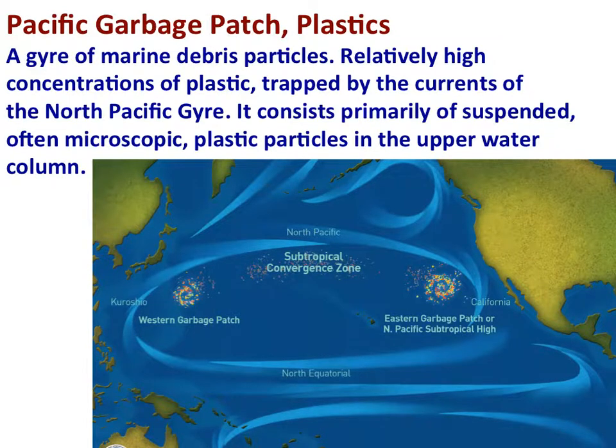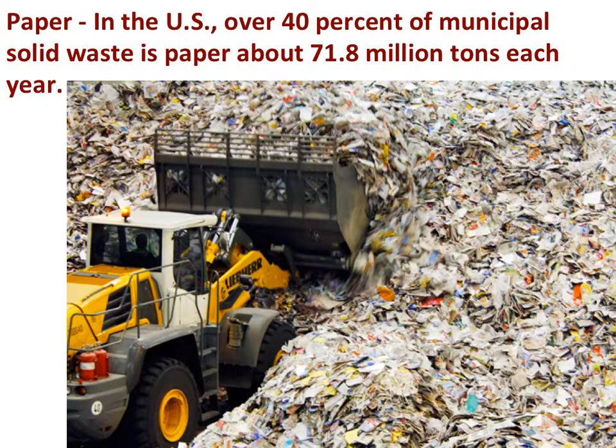The Great Pacific Garbage Patch is a gyre of plastic particles moving in a circle according to the currents. The patch displays a relatively high concentration of plastic, trapped by the currents of the North Pacific Gyre, a rotation of the ocean water. The Great Pacific Garbage Patch consists primarily of suspended, often microscopic, plastic particles in the upper water column. Now let's look at waste paper.